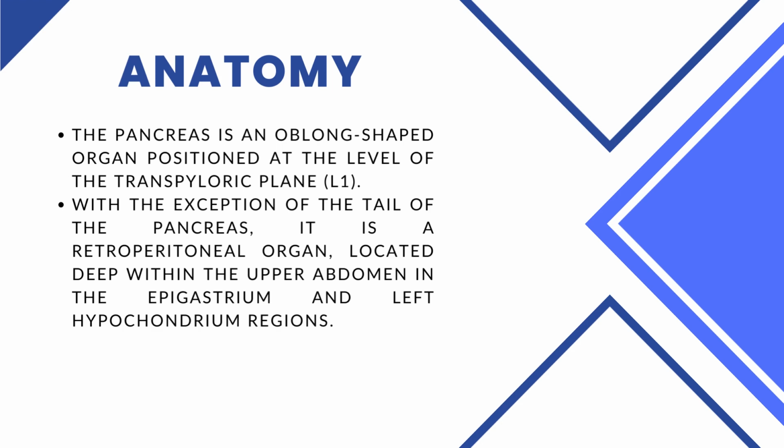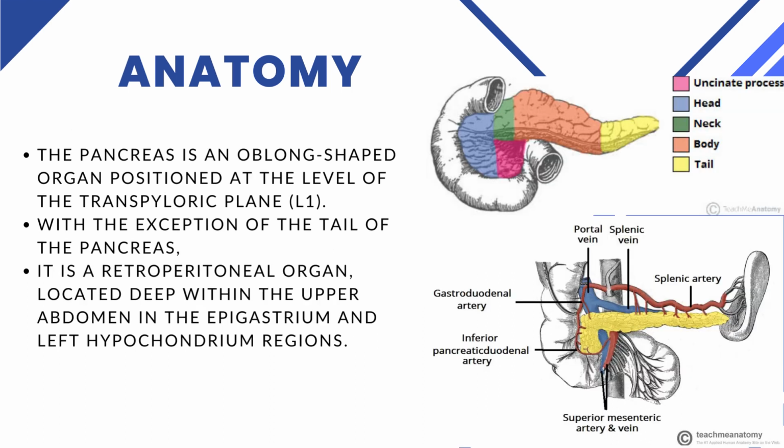So when we talk about the anatomy, the pancreas is an oblong-shaped organ that is positioned at the level of the transpyloric plane, which is L1. With the exception of the tail of the pancreas, it is a retroperitoneal organ that's located deep within the upper abdomen in the epigastrium and left hypochondrium regions. So this is the diagram of the pancreas.